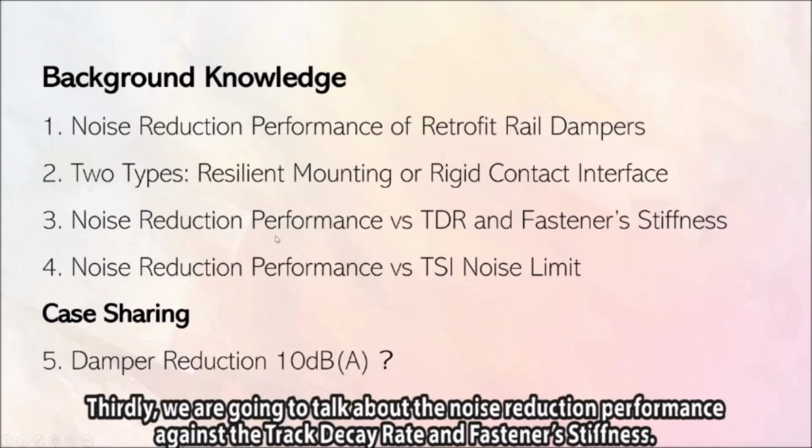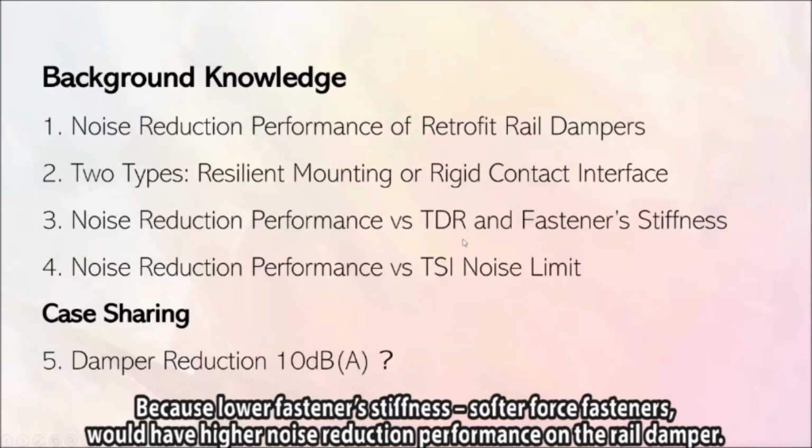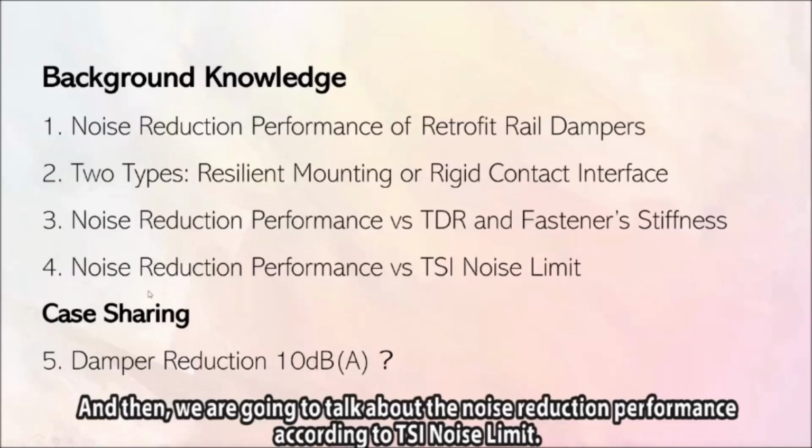Third, we are going to talk about the noise reduction performance against the track decay rate and fastener stiffness. Because a lower fastener stiffness, a softer fastener, would give higher noise reduction performance of the wheel damper. And then we will talk about the noise reduction performance according to the TSI noise limit.